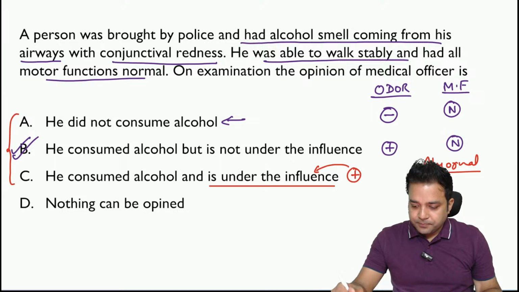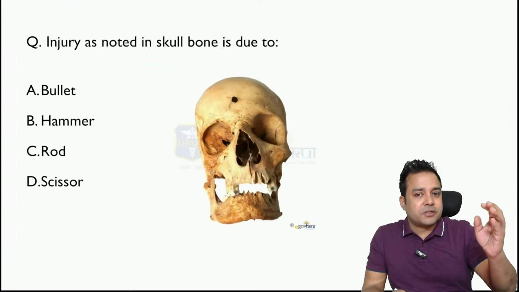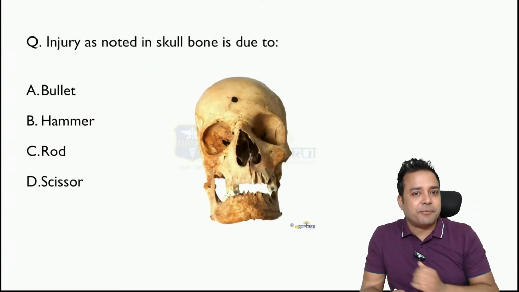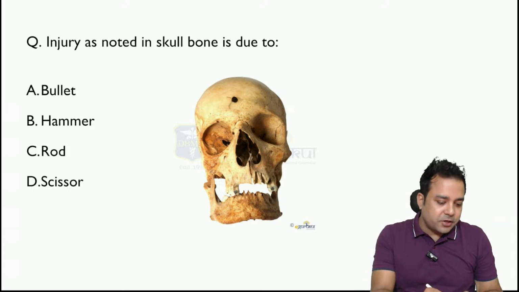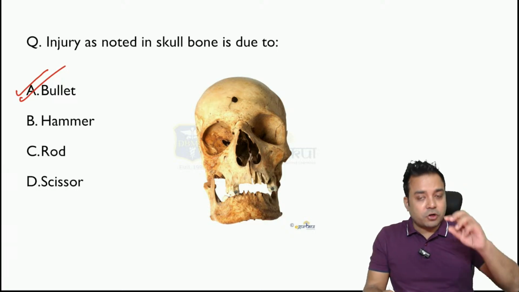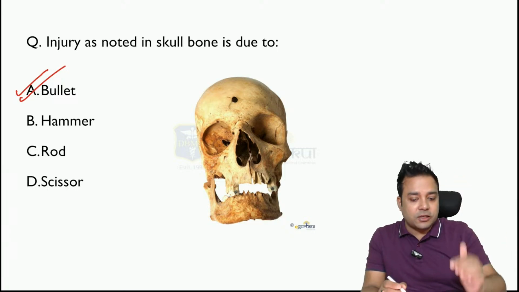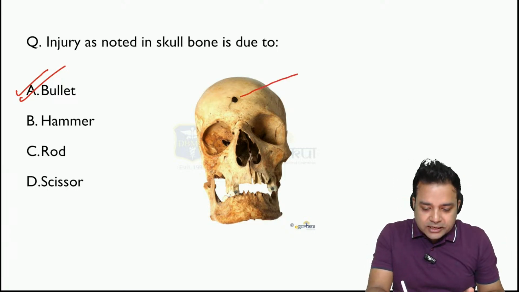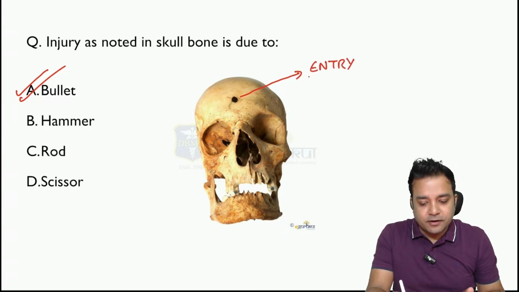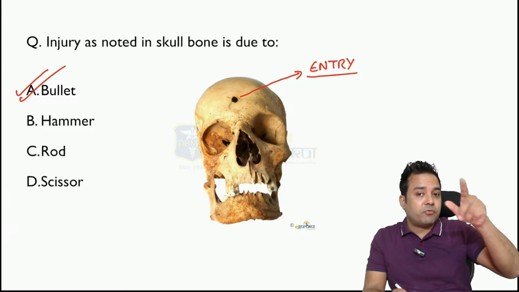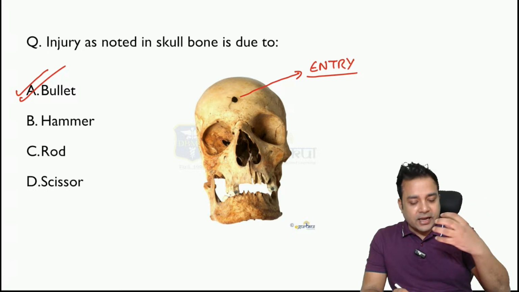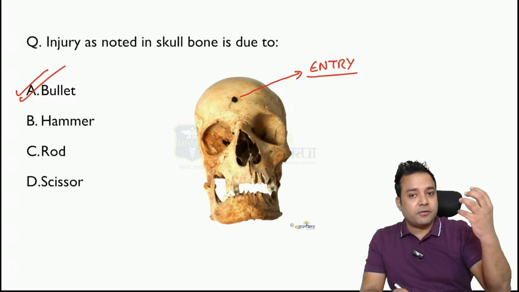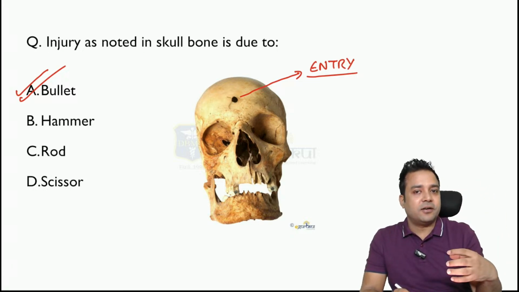Okay, let's move ahead. This was the most simple question of INICET May month exam. Injury as noted in the skull bone is due to. It will be due to a bullet injury because what you are seeing is a clean hole in the outer table. So basically this tells us that this is the entry wound area. So what is this type of wound where clean hole is seen in the outer table and chipping of the skull table will be present on the inner table?